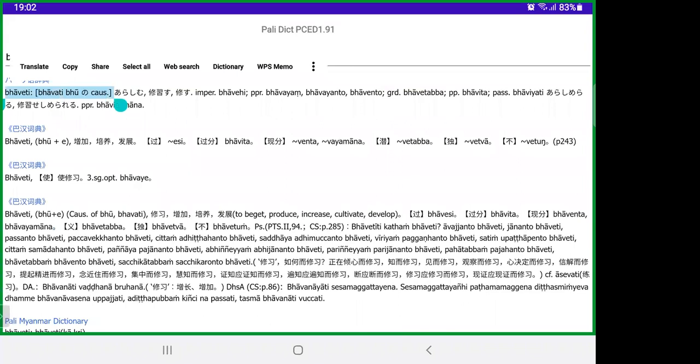I remember when my teacher taught this one, he was talking about something, and at the time we were all quite new, half understanding, half not. Okay, so Bhaveti, boo. You all just make a note: it's a causative sign.